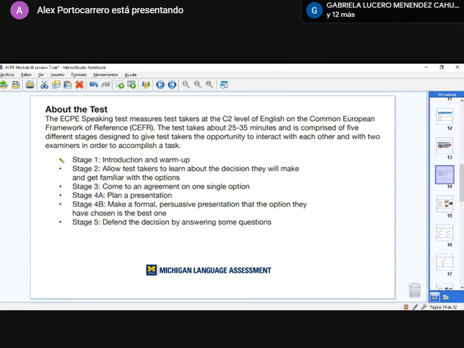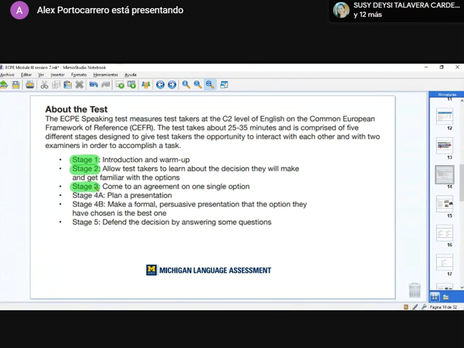Okay, stage 1, as we have seen, is the introduction, the warm-up. Stage 2 is where you allow test takers to learn about the decision they will make and get familiar with the options. That's where people read the prompts you create. You have to create some prompts. They're going to read them. You're going to give them a minute or 2 to read them, and then they have to take turns presenting these options. This is where you have to elaborate and not limit yourself to just reading the prompt, right?